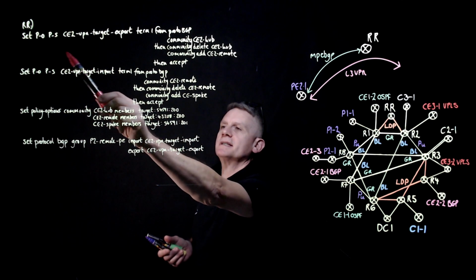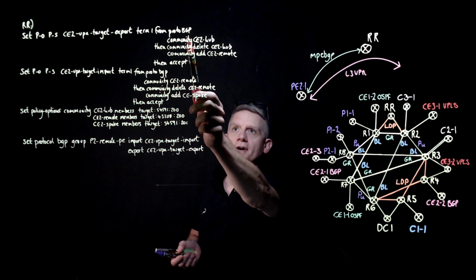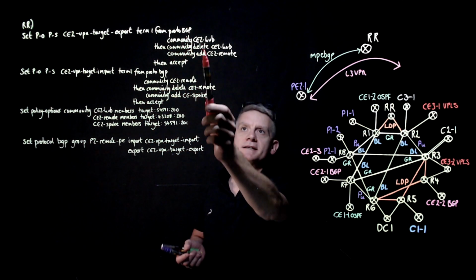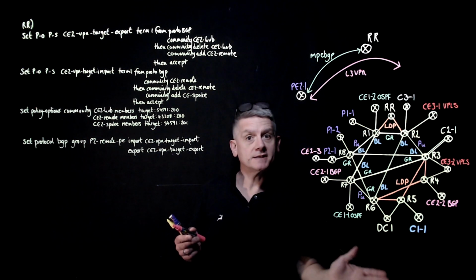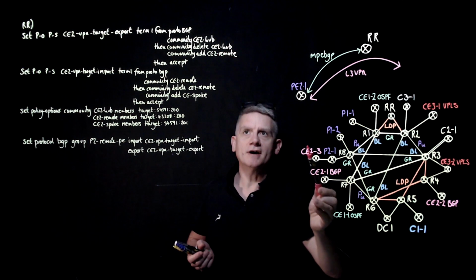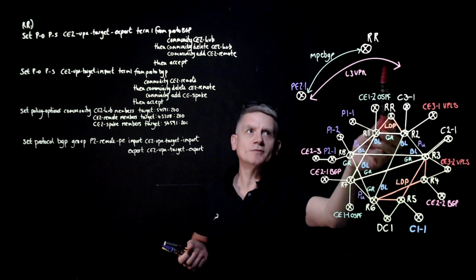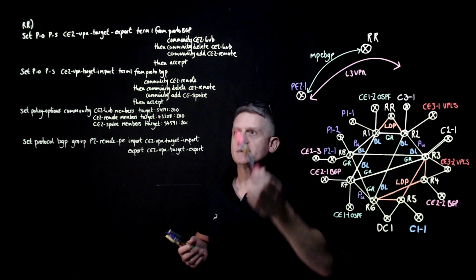Set policy options, policy statement, C2 VPN target export. Term 1 from protocol BGP, from community CE2 hub, which is us pushing the route out, then community delete CE2 hub, and community add CE2 remote. So that's the normalization on the way out, then accept.